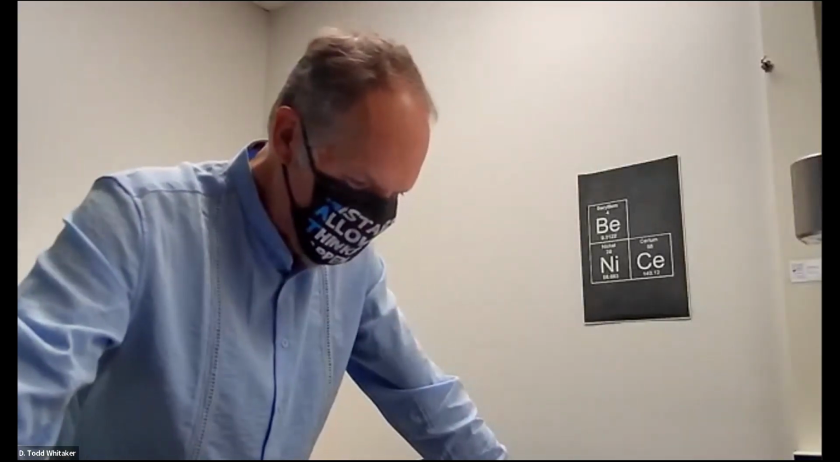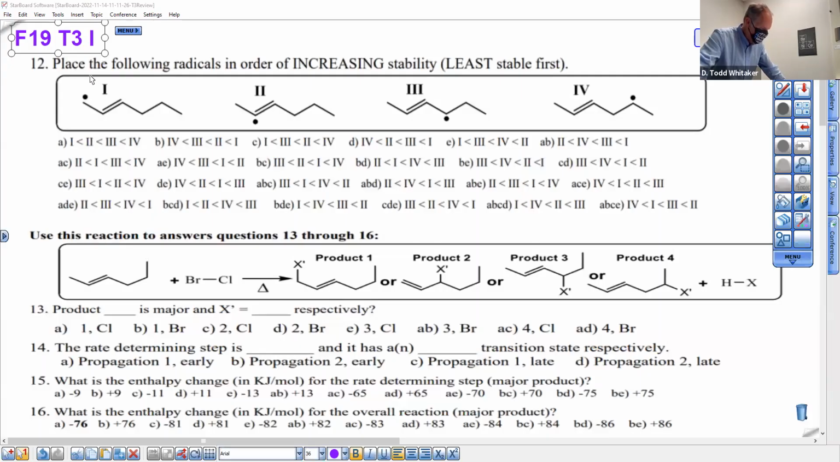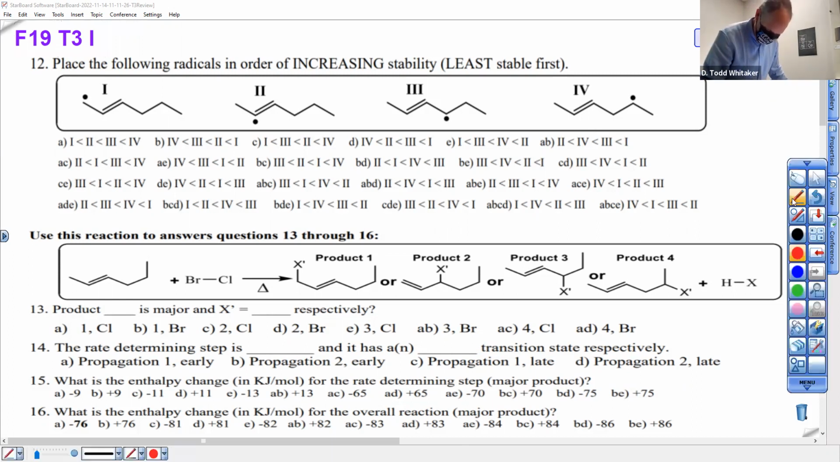Continuing our discussion of multiple choice Fall 19 Test 3. Everything you need for question 12 is on the bond association energy table. The easiest radical to make will be the most stable, and the hardest one to make will be the least stable. I'm just going to categorize these, good review.